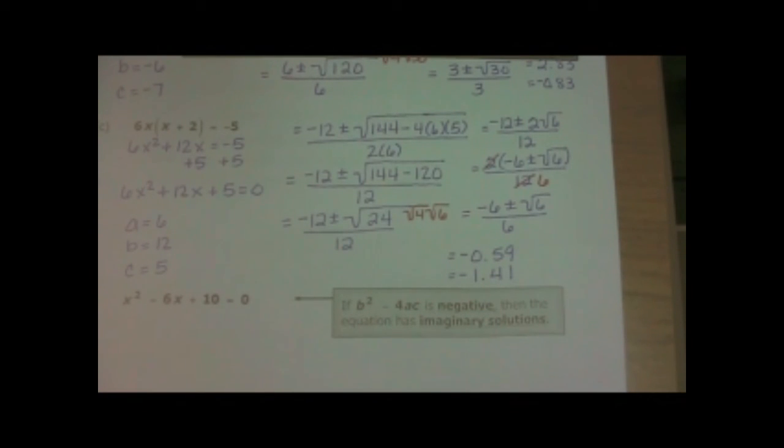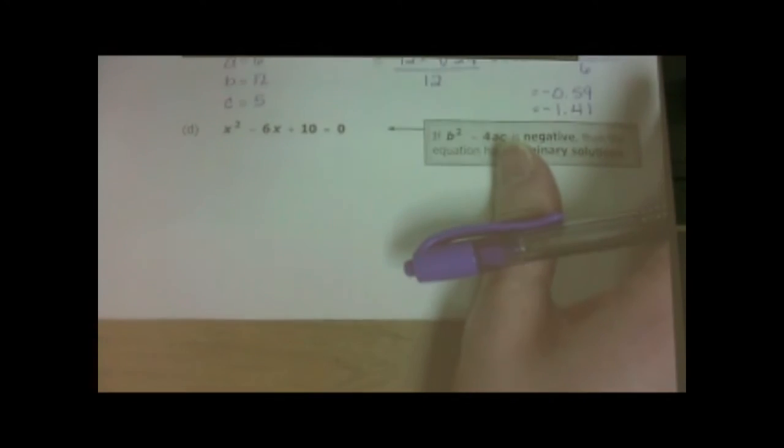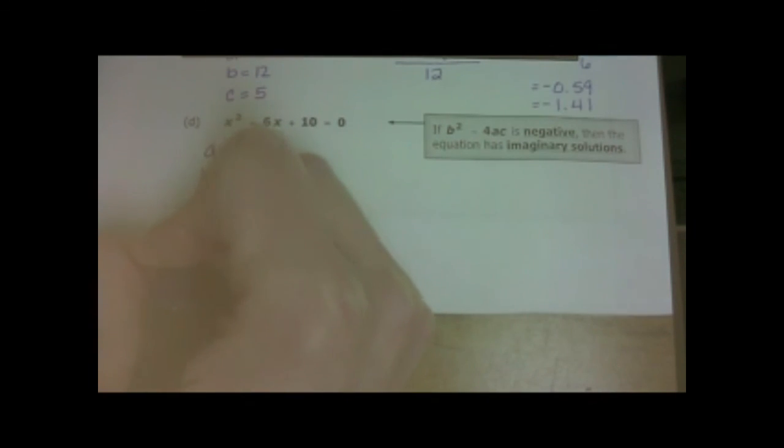All right, very last example at the bottom of the page. All right, something interesting is going to happen with this particular example as we go through it. So here's what we're going to do. Let's go ahead and start. Let's define, we've got 0 on one side, so A, B, and C. So A is 1, B is negative 6, and C is 10.